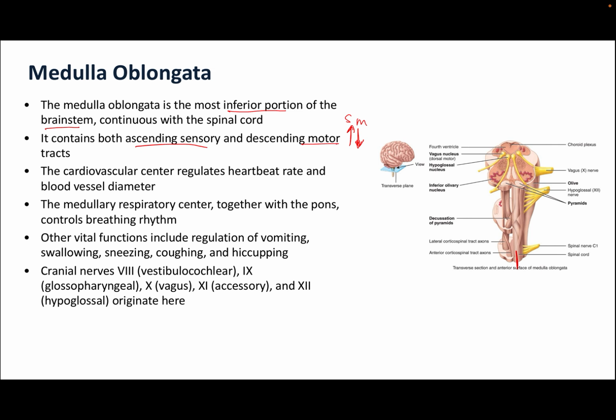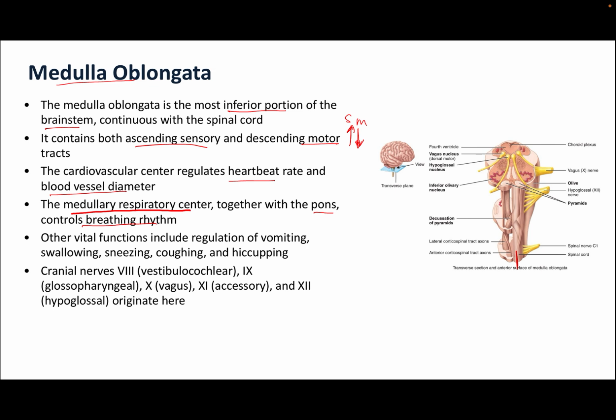Now, the cardiovascular center is going to be found within this medulla oblongata, and this is going to help to regulate heart rate as well as blood vessel diameter. The medullary respiratory center is going to be located within the medulla oblongata, and is going to work together with the pons to help control breathing rhythm. So overall, again, we're seeing how the various components of the brainstem, specifically these autonomic centers here, are going to be critical for just overall life.